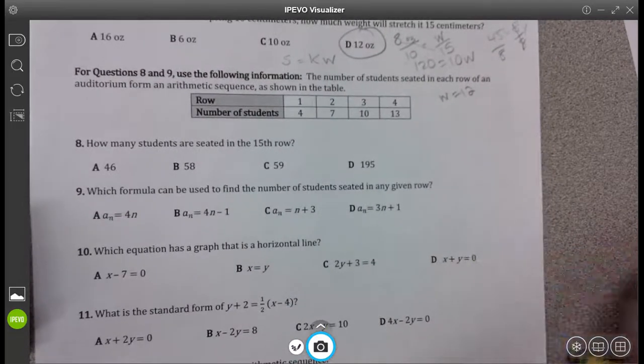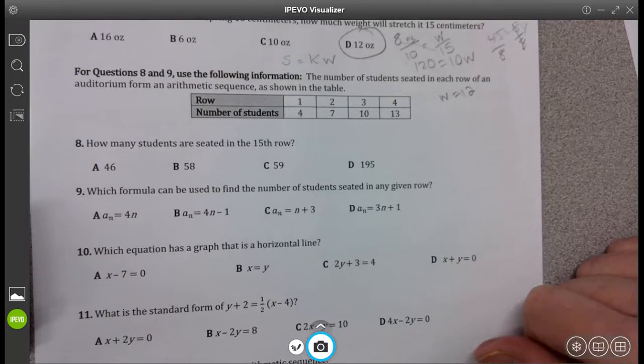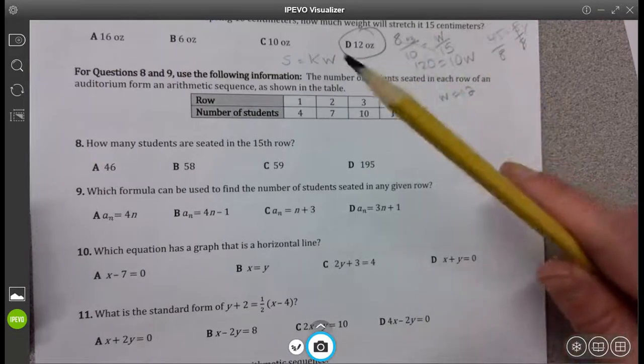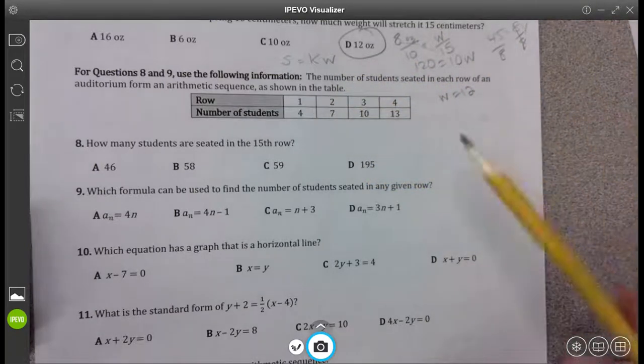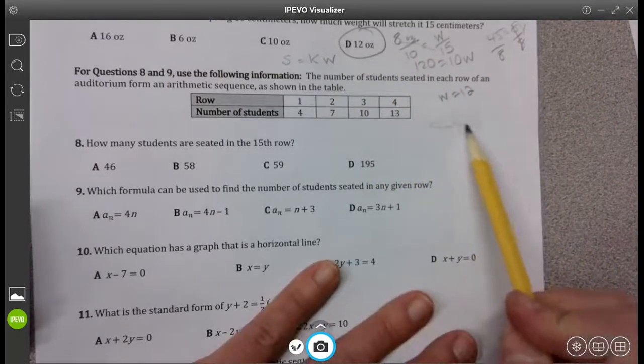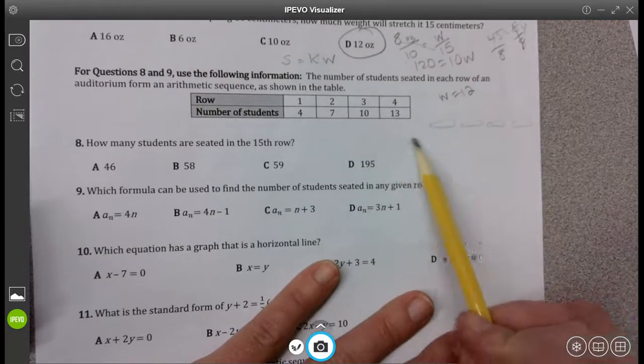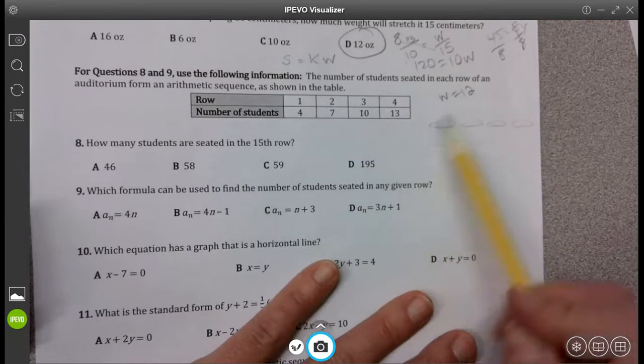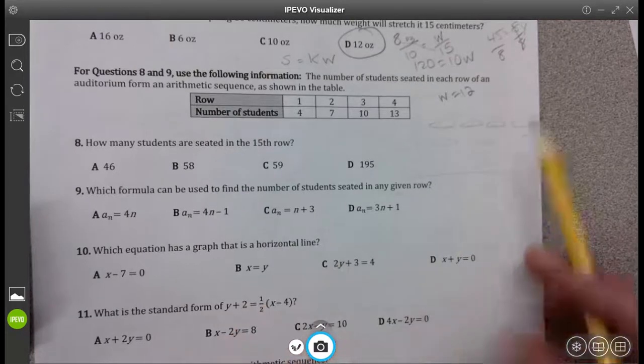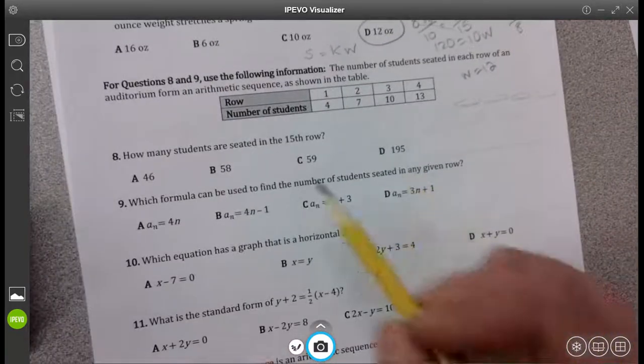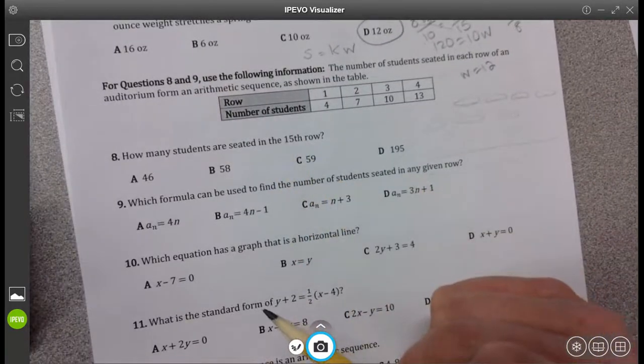For questions 8 and 9, follow the information. The number of students seated in each row of an auditorium forms an arithmetic sequence. So in row 1, there's 4 students. You don't have to write this, but I'm just showing you. In row 2, there's 7, and it keeps building and building, kind of like the little theater that you guys probably haven't sat in yet. It says, how many students are seated in the 15th row?